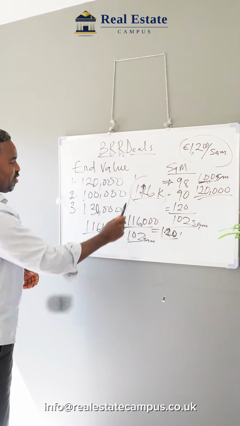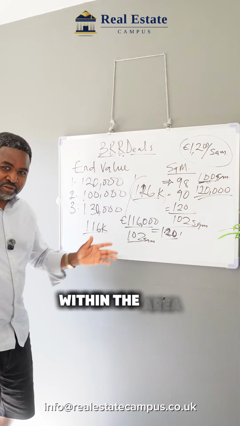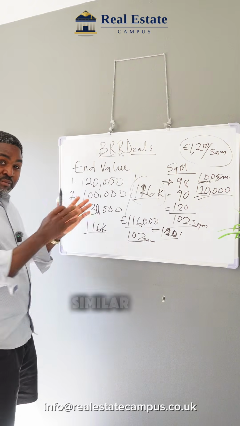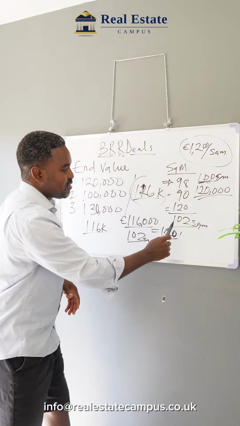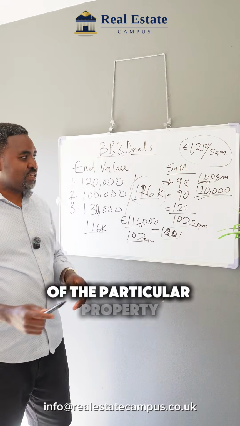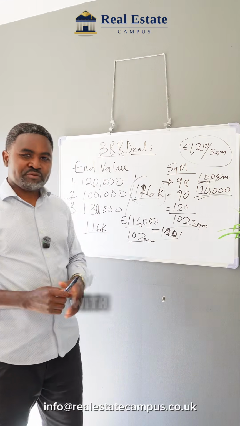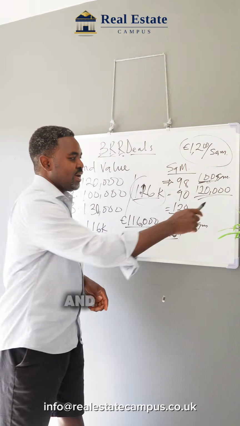Find the average of three recently sold property within the area in the last few months or up to a year, within the same postcode, similar size. And then you find the average of the square meter of the particular property, and then you find the price per square meter, and then you multiply that with the size of the house you are interested in, and then that will give you a value.